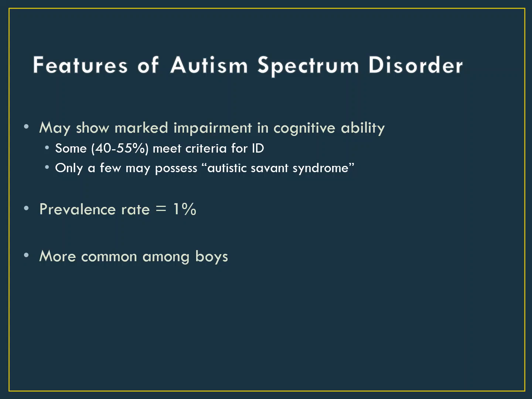While this ability does exist in a few people, it is very rare. It is much more likely for the person with autism spectrum disorder to have cognitive impairments than to have savant abilities. The overall prevalence rate of autism spectrum disorder is 1%, and it is more common among boys.